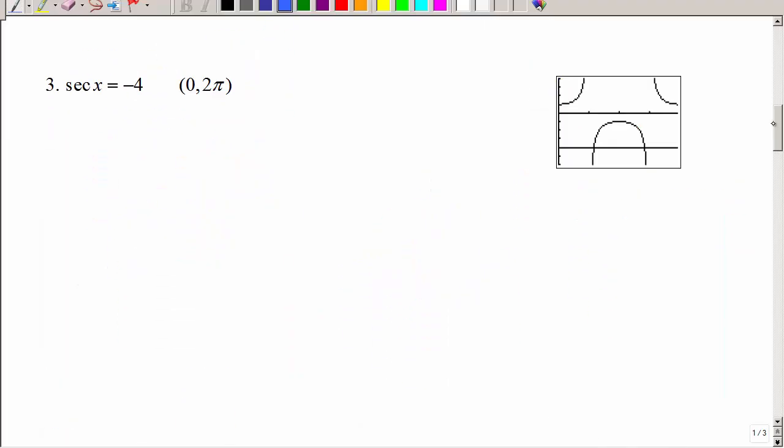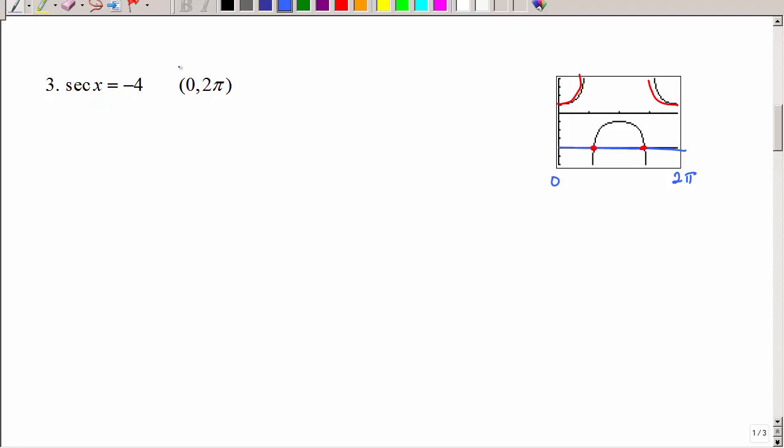Secant. Right, so again, this is a graph between 0 and 2 pi of the secant of x, and y equals -4, which is this horizontal line. And you can see that the graphs intersect at 2 points. They don't intersect up there, so we should get two answers. Well, how am I going to get x by itself? I could take the inverse secant of both sides.